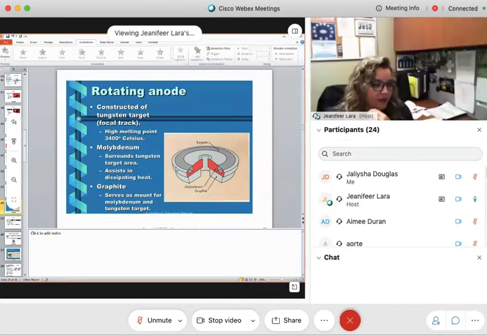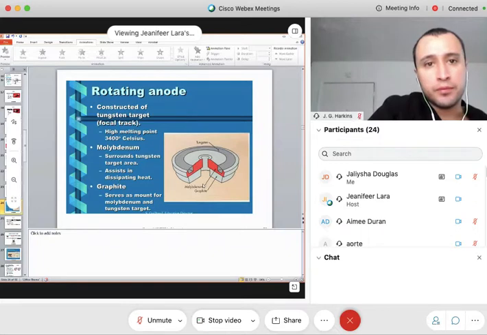You guys need to know this. If you are stuck here, then you need a tutor with me, because you really need to know the constructs of the anode. With molybdenum, we have graphite. Why graphite, John? Because it has a high melting point. Because it's going to absorb that heat.